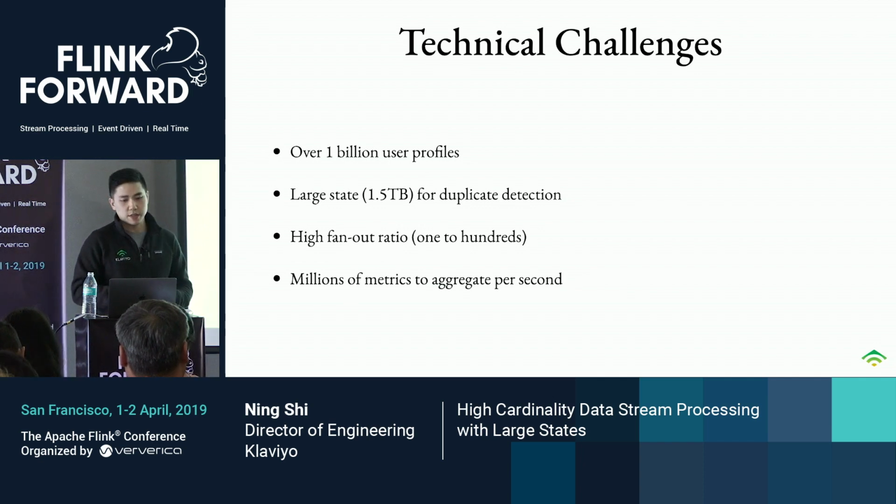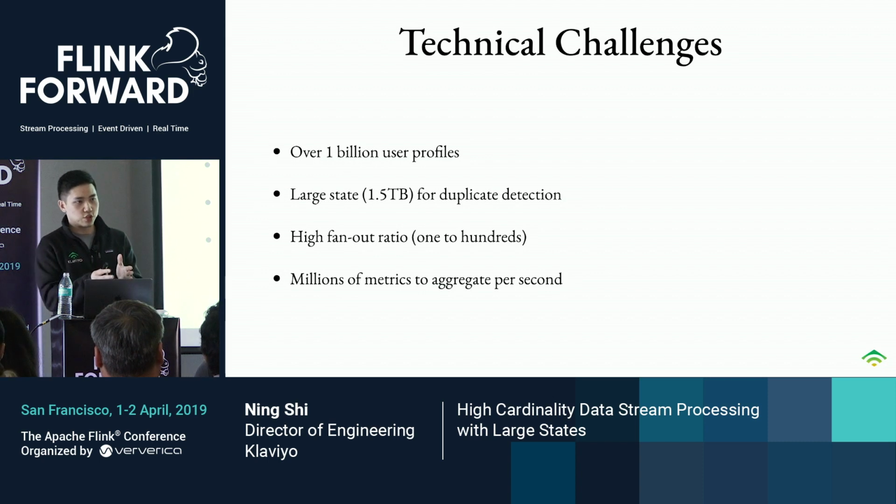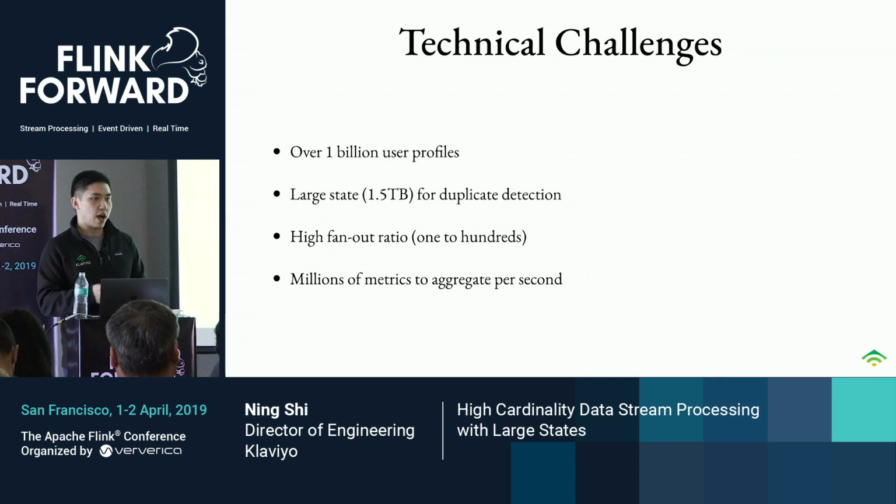And the other aspect is that we have a very high fan-out ratio. As we've seen on the previous slide, that's actually a very simplified version of an event. Usually when an event comes in, it's more complicated than that, and we hydrate it with a lot more information, so that when we blow it up into different dimensions, we typically end up with 200 to 300 different dimensions for a single event. So the fan-out ratio is usually 1 to hundreds.